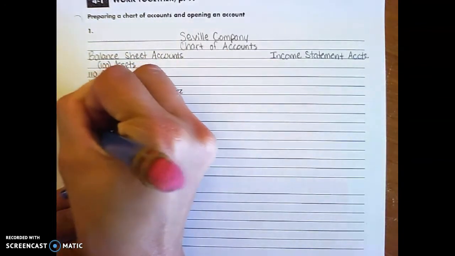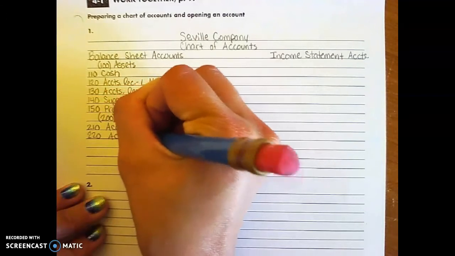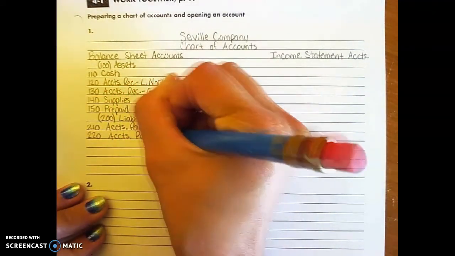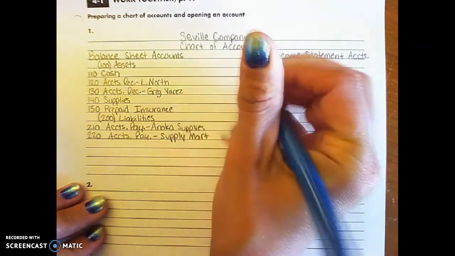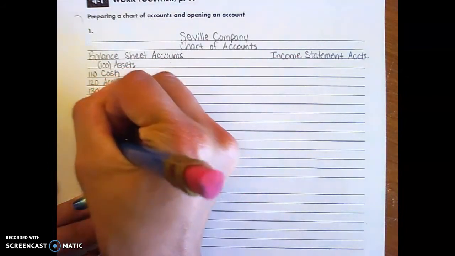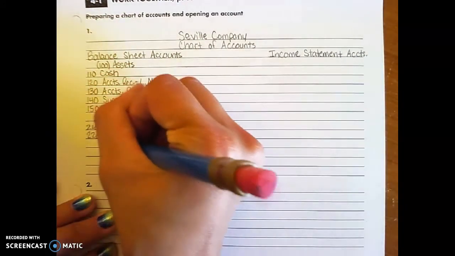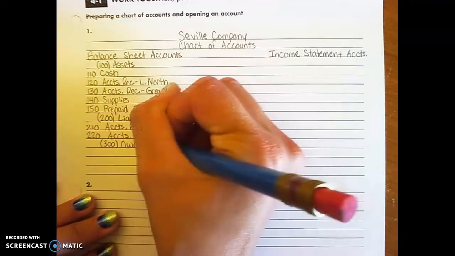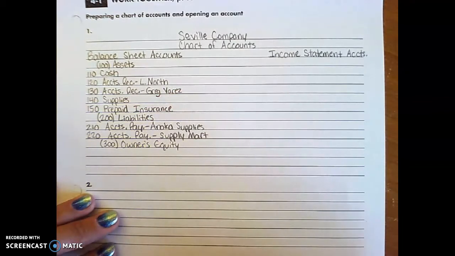And then 220 would be accounts payable for Supply Mart. And then our last one will be for our owner's equity, which will be 300 in parentheses. I apologize. I know that my hand is in the way a lot. There's just a lot to write for this one.